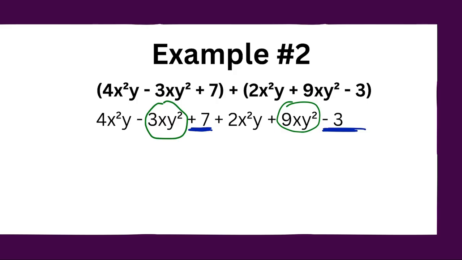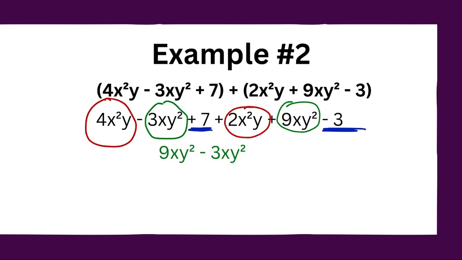Okay, now going on to my last set of grouping terms, I have 4x to the power of 2, y, and I have 2x to the power of 2, y. So now that I know all my terms I can group together, I'm going to start solving them piece by piece. Starting off with 9xy to the power of 2 minus 3xy to the power of 2, I'm going to solve this and I know I'm going to get 6xy to the power of 2.